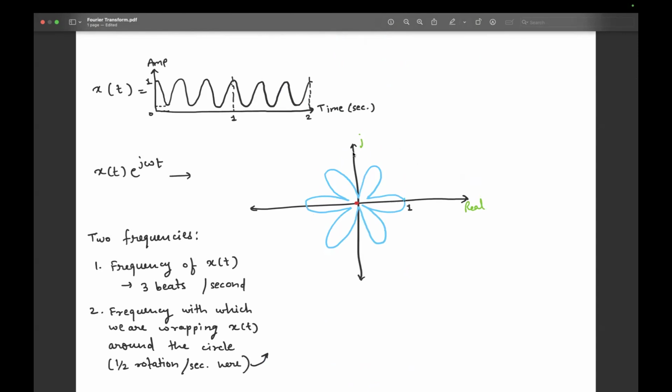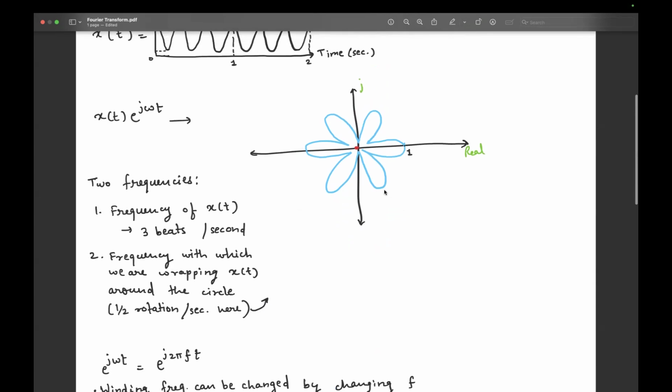So in this figure, the rotation frequency is half cycle per second. And the signal frequency is 3 cycles per second. Okay. So when we go from 1 to -1, that is 1 second. And then again -1 to 1, that is 1 second. So we get this graph. 3 cycles in a second. Now, if you sum up all the values of this graph, the resulting sum will be somewhere very close to 0.